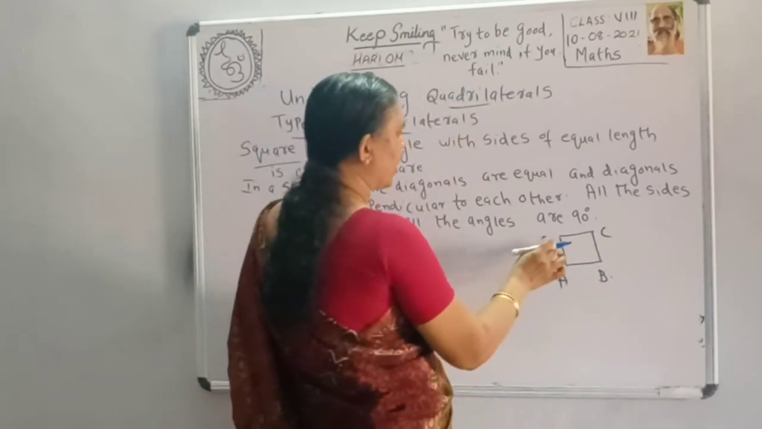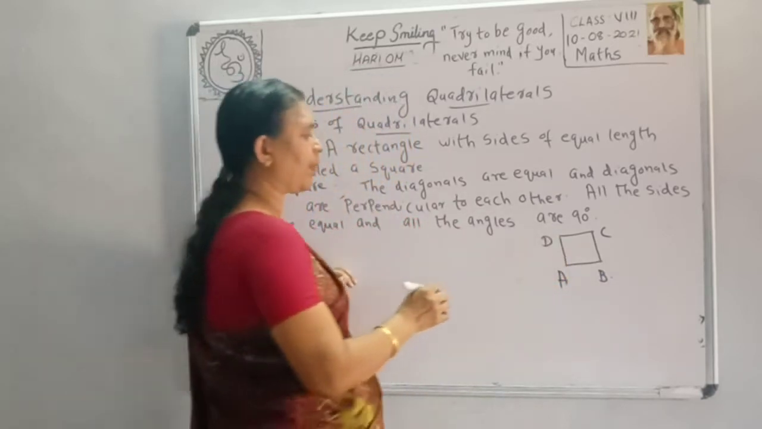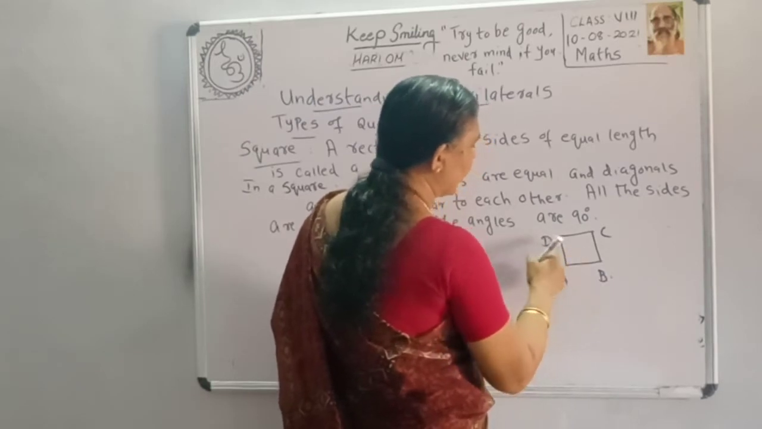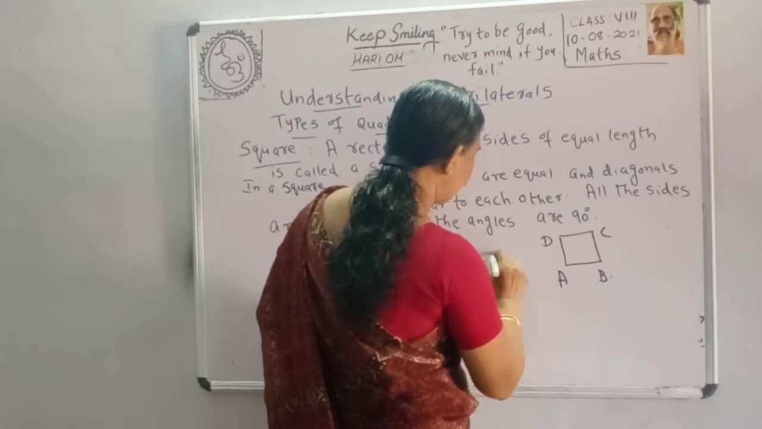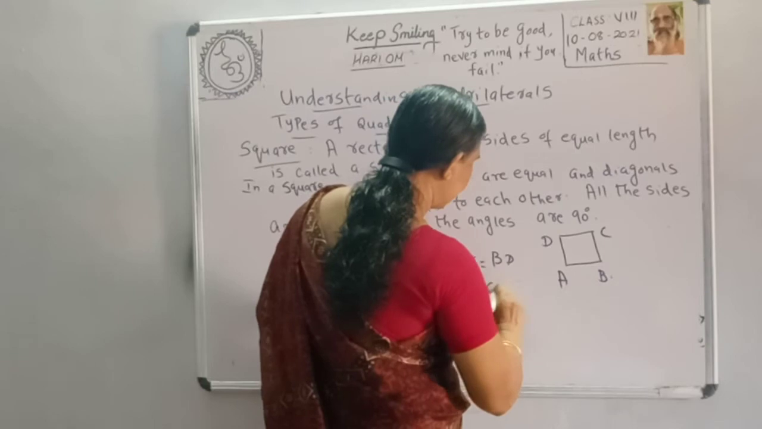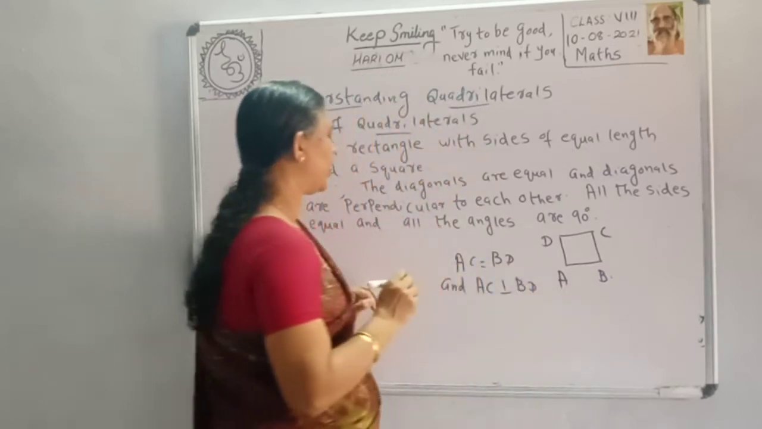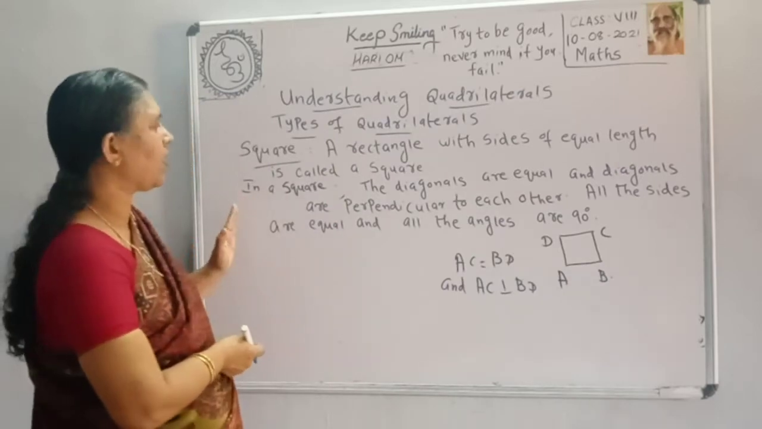And the diagonals are equal and they are perpendicular to each other. Here AC is equal to BD and AC is perpendicular to BD. So a rectangle with sides of equal length is called a square.